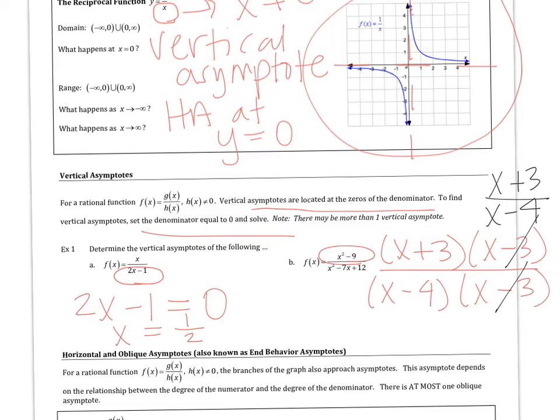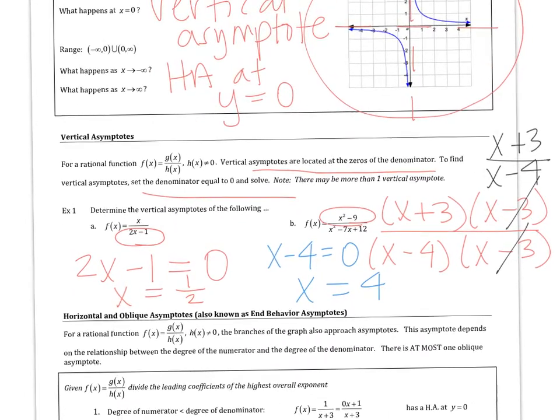So in our denominator, we have x minus 4. If I set that equal to 0, I get that part B has a vertical asymptote at x equals 4. Okay, so that's for vertical asymptotes. They come from the denominator.